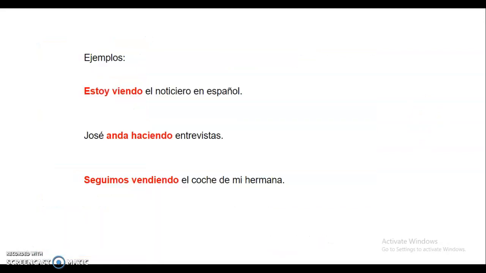Let's take a look at some examples from the book, actually. Estoy viendo el noticiero en español. This is just your present progressive. Estar. And then the ando, yendo, viendo. José anda haciendo entrevistas. Anda haciendo. He goes around doing some interviews. And then, seguimos vendiendo el coche de mi hermana. We keep selling my sister's car.